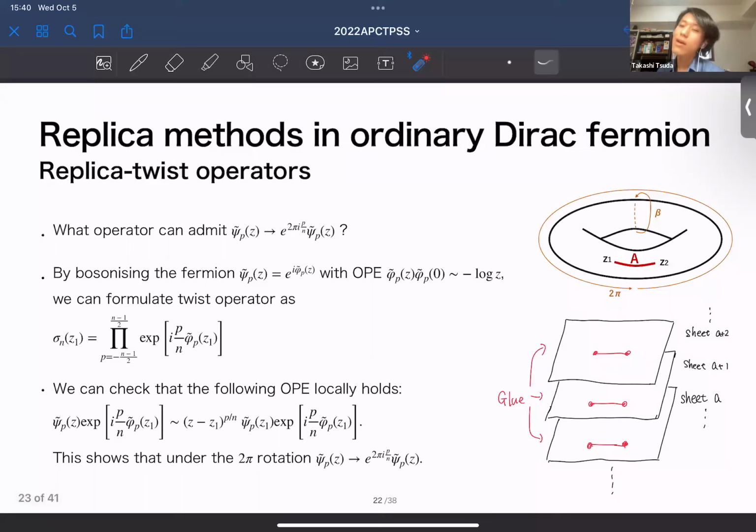And so we want to find some operator that gives such a phase factor change. We can get it by bosonizing the fermion, and the twist operator can be written using the bosonized boson like this. We can check that the OPE holds like this, and this part gives the phase factor when z turns around z1.